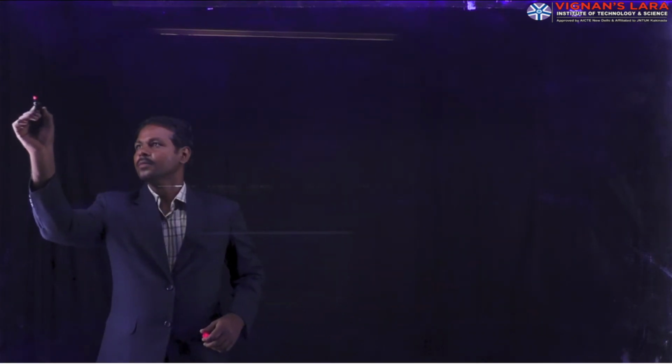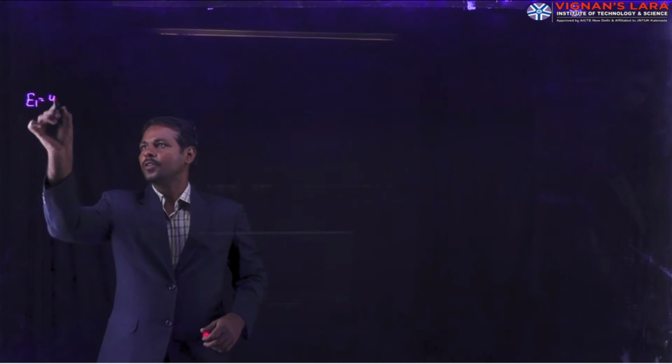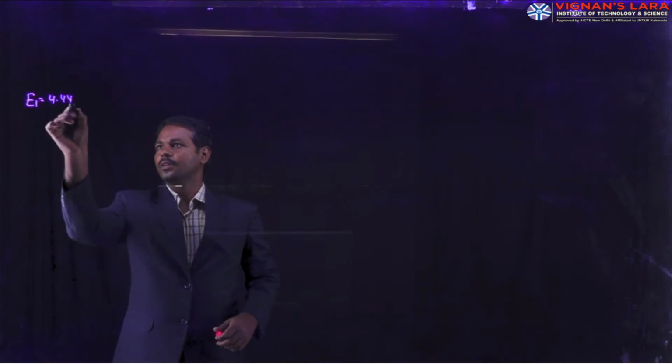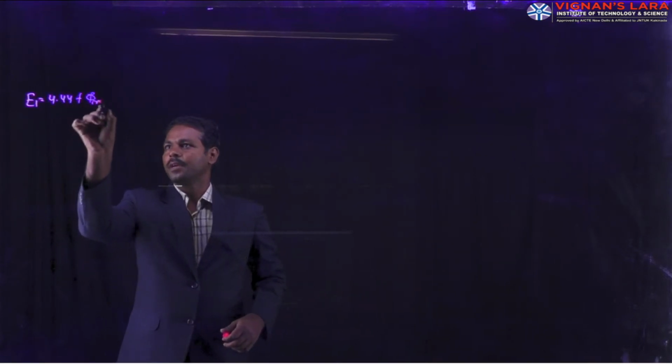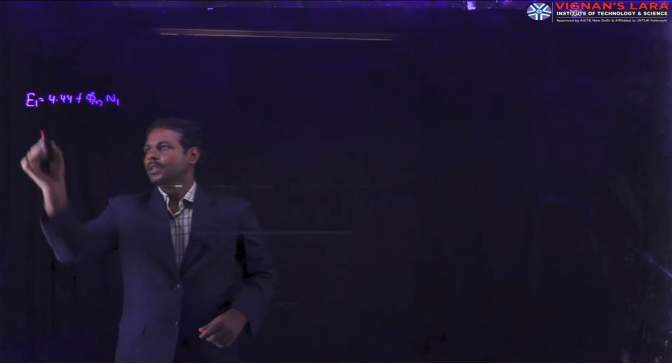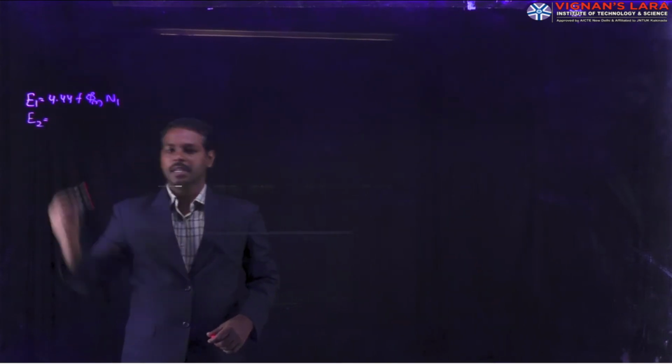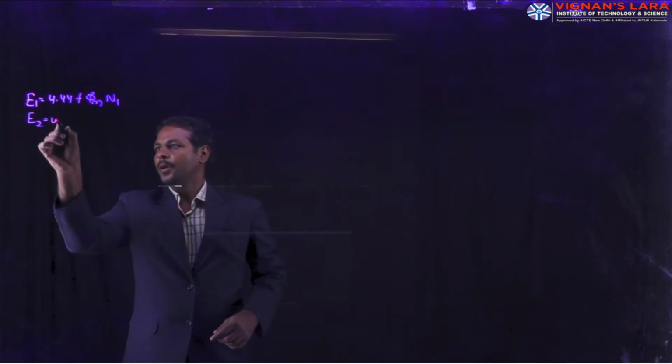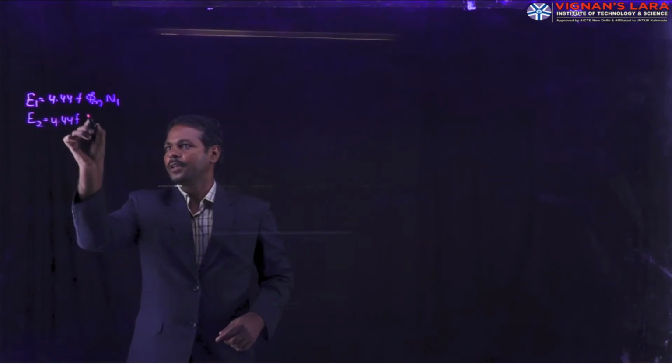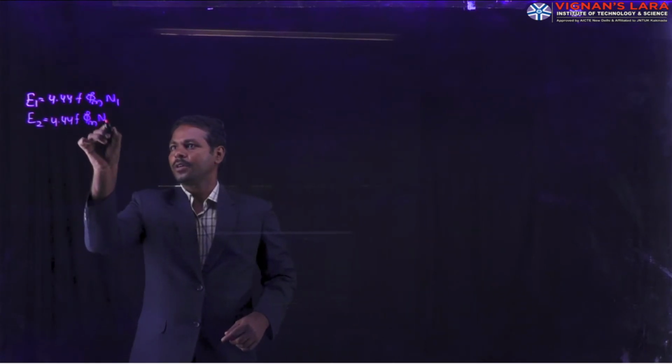So last class we discussed the basic principle as well as the EMF equation of a transformer. The EMF equation of a transformer: E1 is equal to 4.44 into F into phi m into N1. E2 is equal to 4.44 into F into phi m into N2.